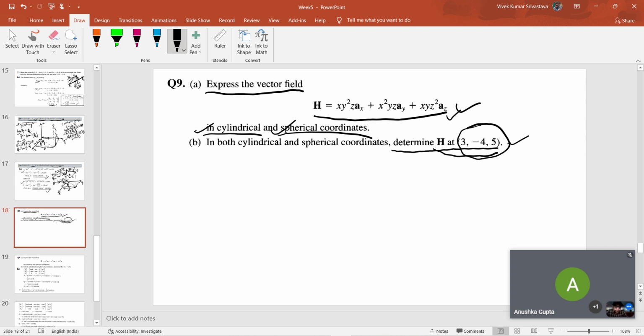So for finding out this, let me first draw the coordinate system.